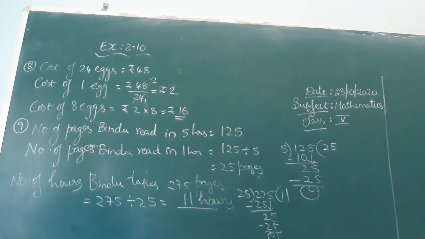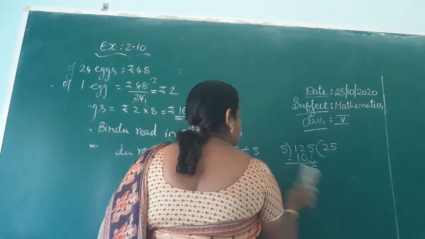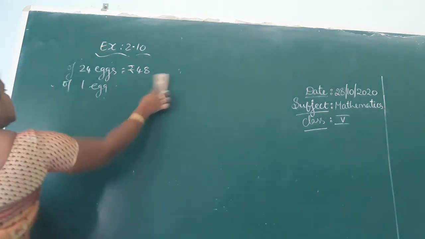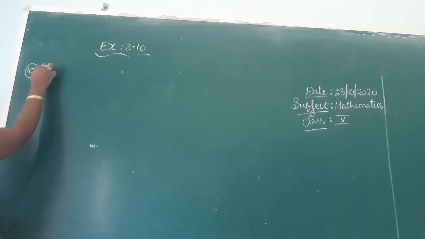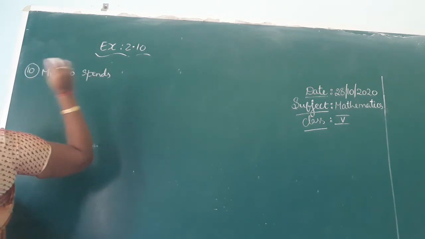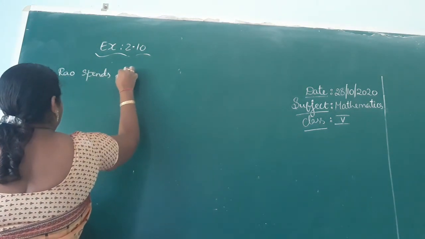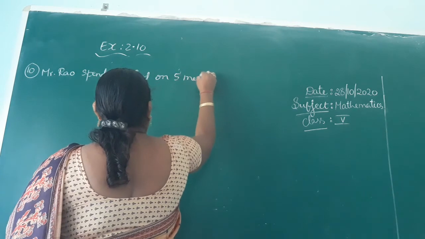Last one in this exercise. Mr. Rao spends for food on 5 members. In his family, 5 members are there.